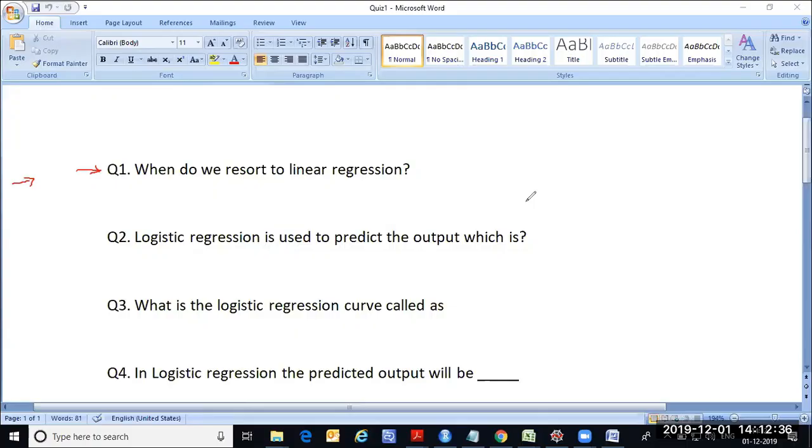When the output variable or the dependent variable y is continuous, irrespective of the type of input variables, it could be continuous as well as discrete. So we can go for linear regression algorithm.